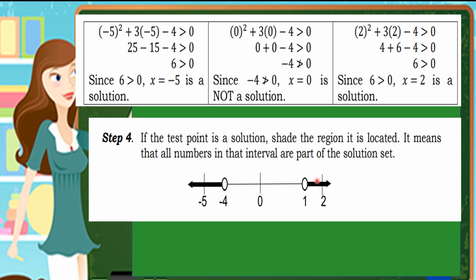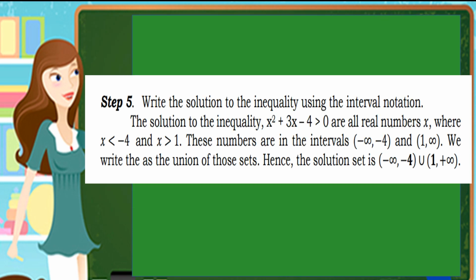Okay. And then, dito naman sa kabila, ganun din. Bakit itong gitna walang shade? Kasi hindi siya part of the solution. Okay po. So, that is step number 4. Using this true or false test, saka natin siya lagyan ng shade doon sa nag-true at yung false, hindi natin lalagyan ng shade. Okay? And then, number 5, write the solution of the inequality using the interval notation.